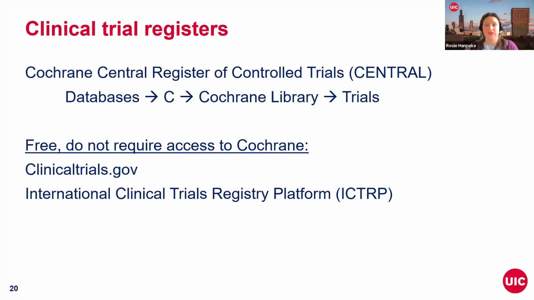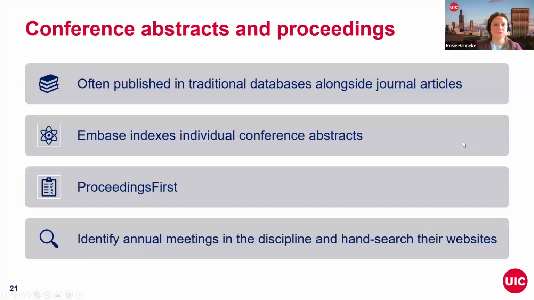If you're not affiliated with an institution that has access to the Cochrane Library, you can search clinicaltrials.gov on its own and ICTRP on its own. If you're looking for conference abstracts, conference proceedings, or papers, you can often find these in traditional databases. So they're included in PubMed, but Embase, which is a similar database to PubMed, a large health sciences and life sciences focused database, will index individual conference abstracts.